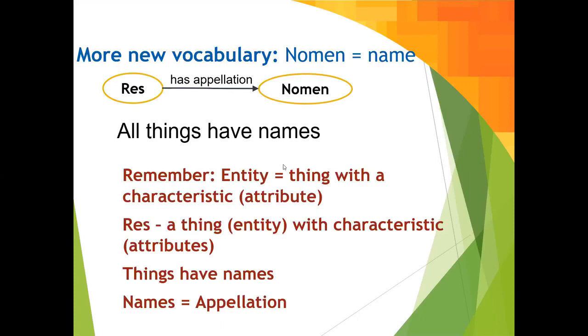And so remember, the entity is a thing with a characteristic. A characteristic is an attribute. And then res would be an entity because it is a thing, but it's going to be the master thing, the thing above all things. It's probably the easiest way to remember it. And all things have a name.